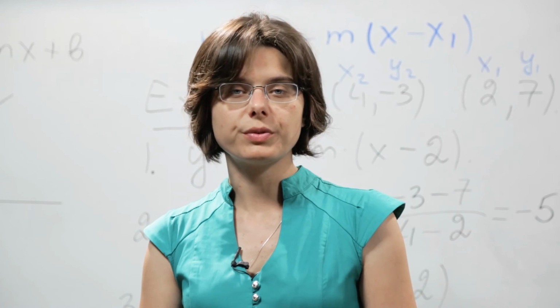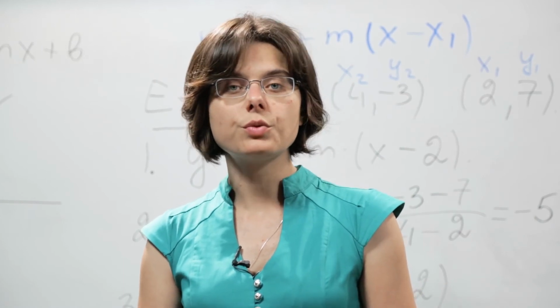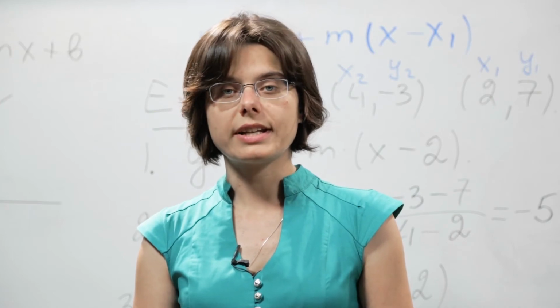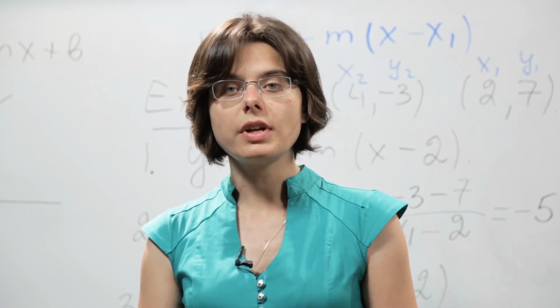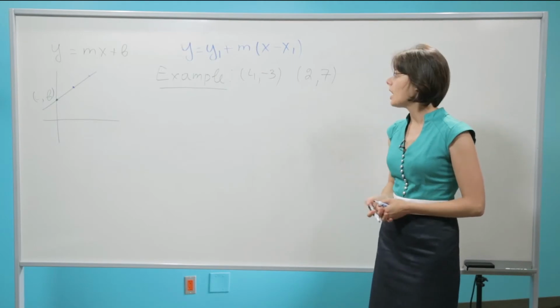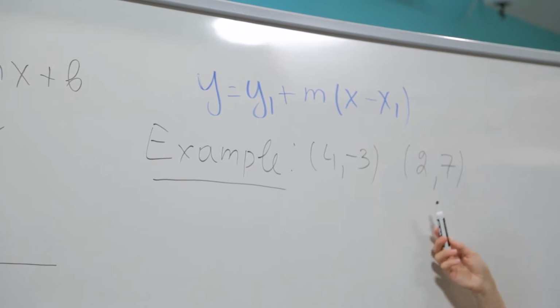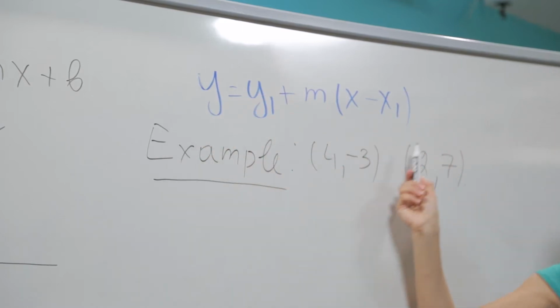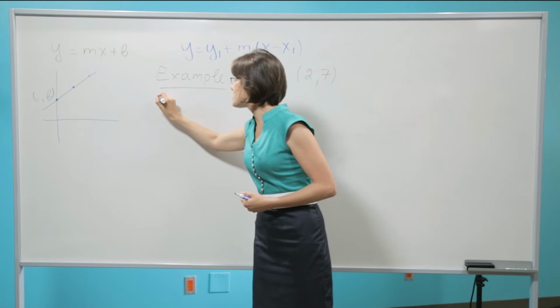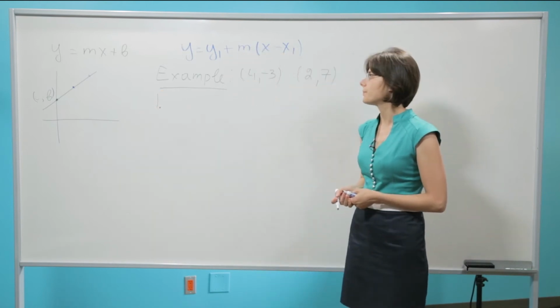Let us do an example. Let us write an equation of the line which is passing through 2 points, (4, -3) and (2, 7). I will start first with what I know. I know that I have 2 points here, and I know that the equation should look like that. So my first step is to plug in what I know in this equation.